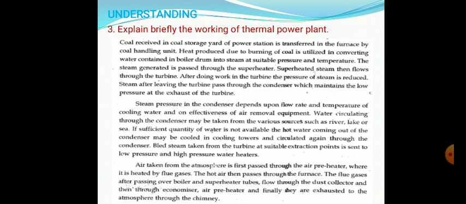The flue gases, after passing over the boiler and superheater tubes, flow through the dust collector and then through economizer, air preheater, and finally they are exhausted to the atmosphere through the chimney.